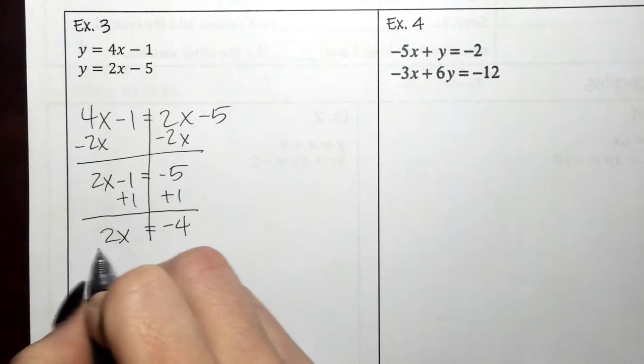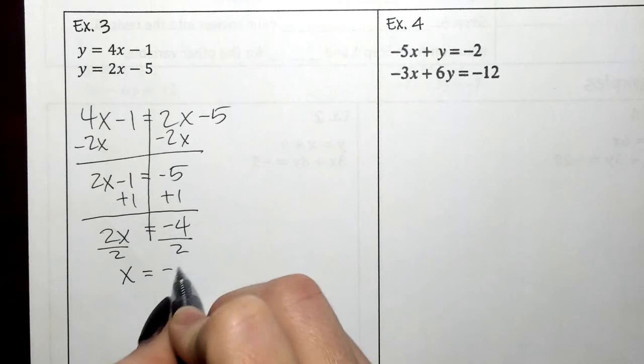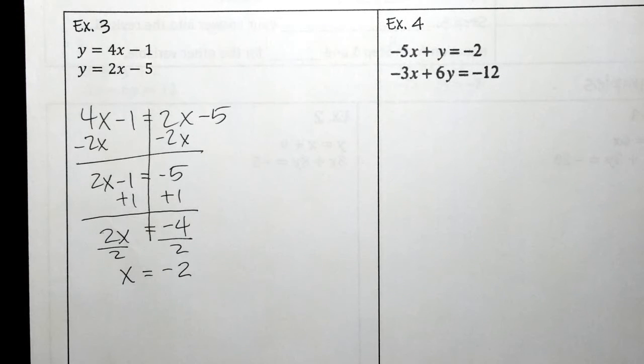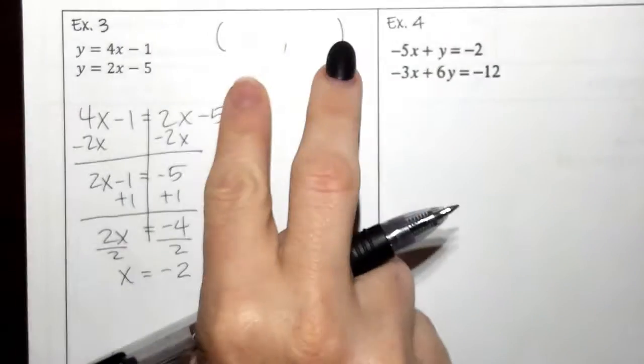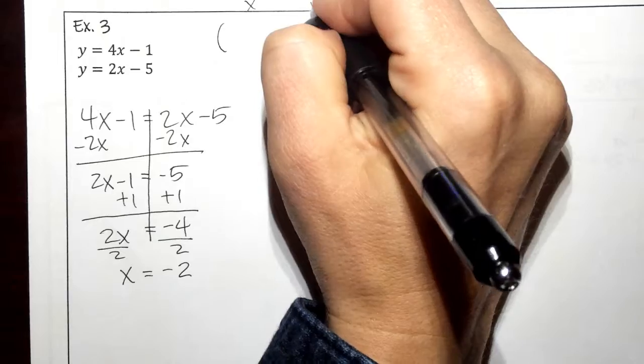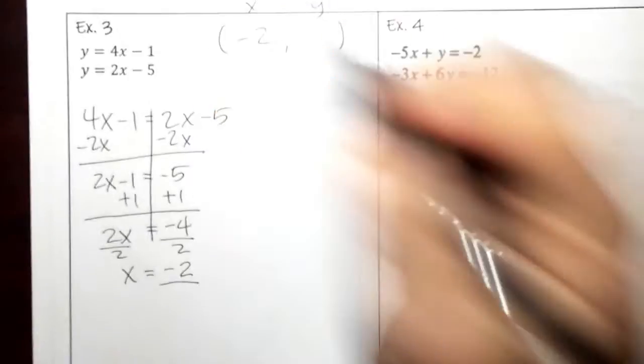2x is multiplication, so the opposite operation is division. I'm going to divide both sides by 2. So my x value is negative 2. Remember, in solving these systems of equations, I want a point. I want an x value and I want a y value. This is my x value.